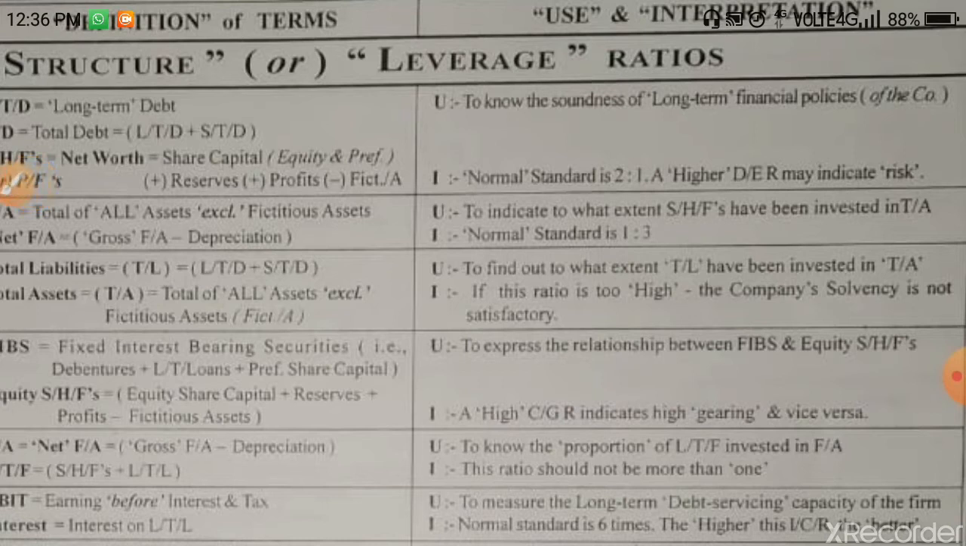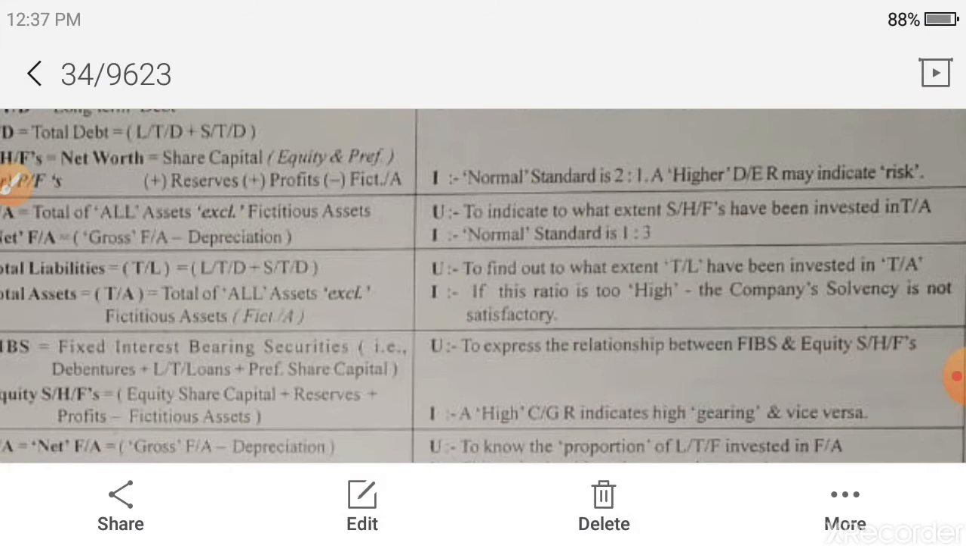Usage: to know the soundness of the long term financial position of the company, the normal standard is 2 is to 1. A higher debt equity ratio indicates risk. The debt equity ratio should not be more than 2:1. If it is more, then you are in a risky position.